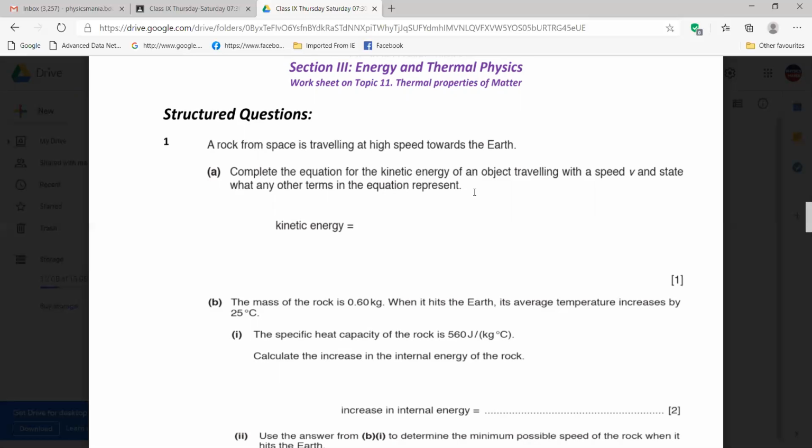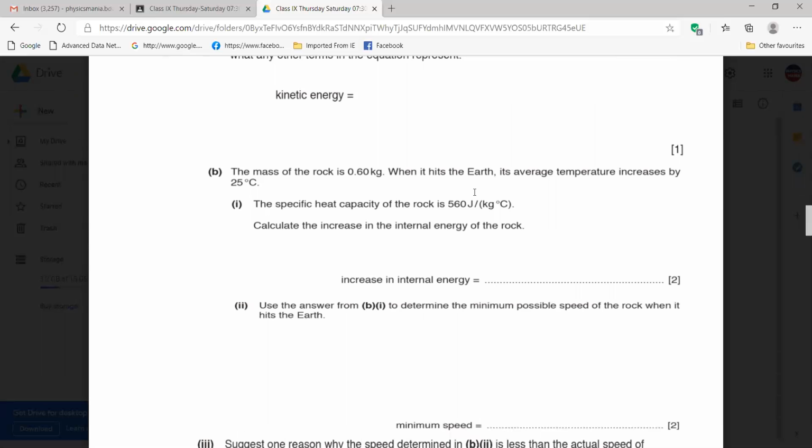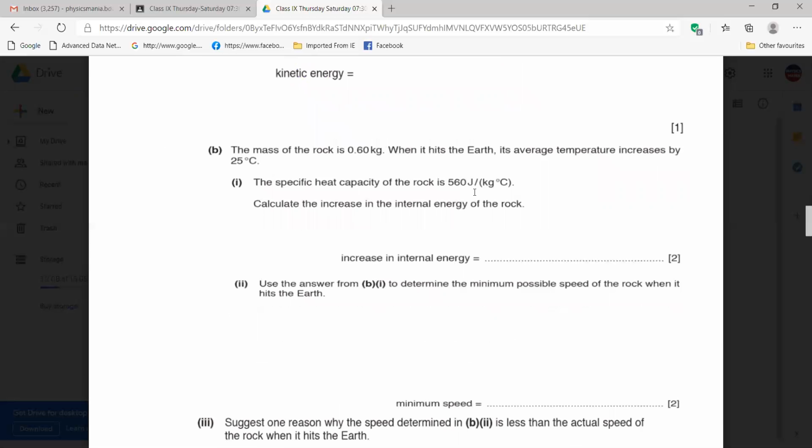Now continue B. Are you done with A? So continue B. Can you please scroll down? The worksheet is on the MCQ part. The mass of the rock is 0.6 kg. When it hits the earth, its average temperature increases by 25 degrees Celsius. The specific heat capacity of the rock is 560 joule per kg degree Celsius. Calculate the increase in the internal energy of the rock.